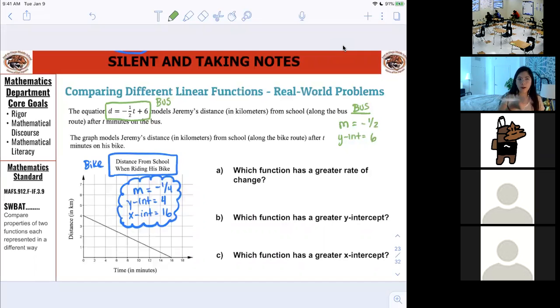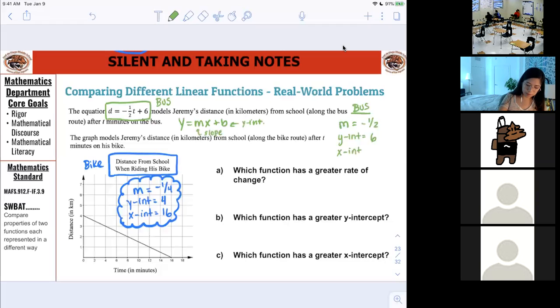Okay, because remember, y equals mx plus b tells me that whatever number is next to the x is my slope, and then whatever number you're adding or subtracting is the y-intercept. So all you had to do was look at the equation and notice that -1/2 is the slope and 6 is the y-intercept.